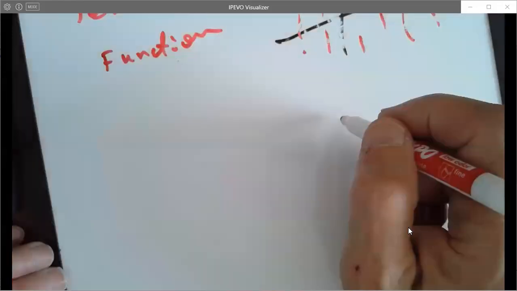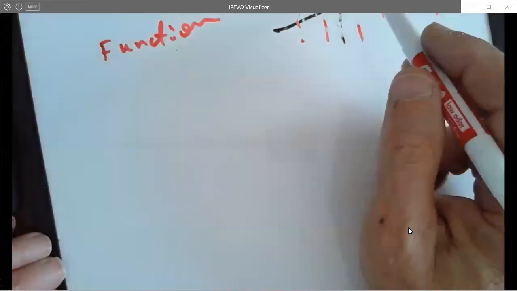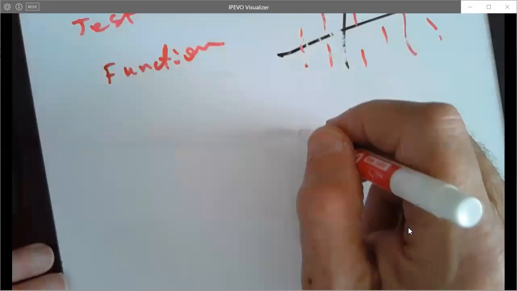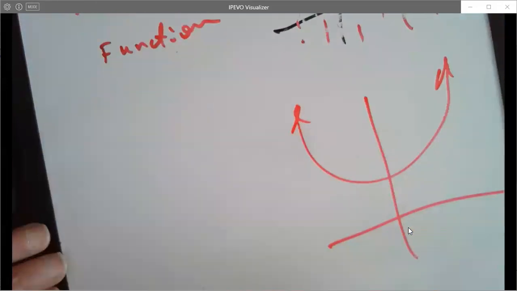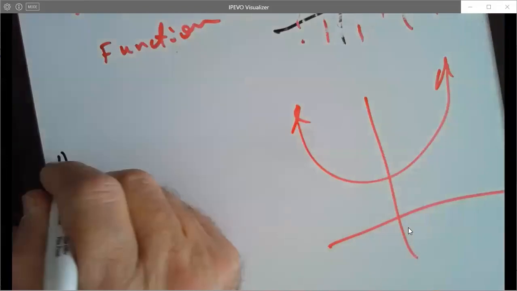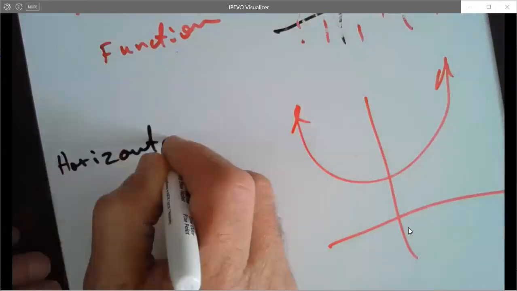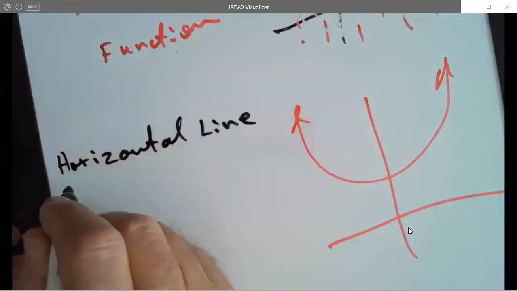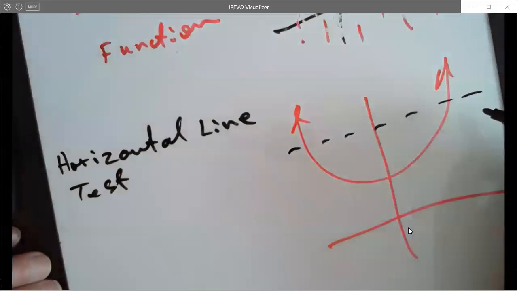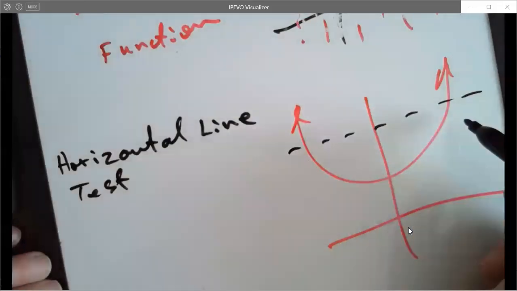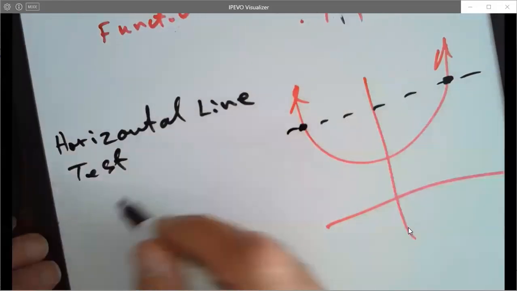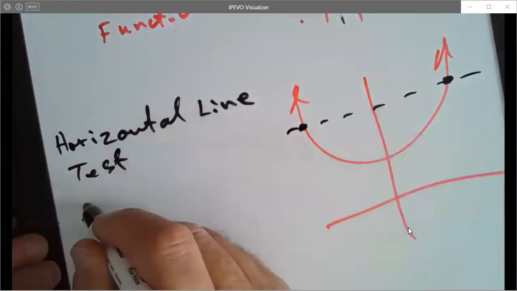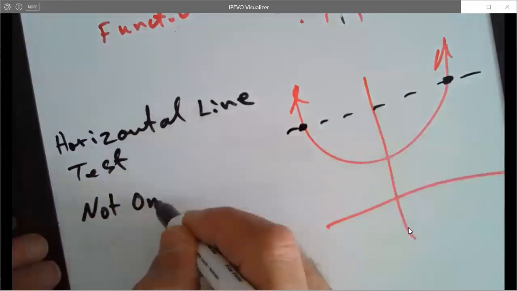But to test for one-to-one, we have to see if it can pass the horizontal line test as well. This time we draw a horizontal line, and no matter where we draw that horizontal line, it can only pass through one point. If it passes through more than one point, then it is not one-to-one. So because the horizontal line passes through more than one point, we would classify this as not one-to-one.